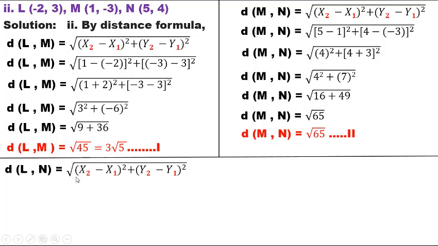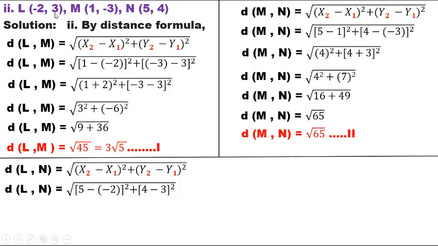Distance of LN: for L and N, assuming that the coordinate of L is (x1, y1) and the coordinate of N is (x2, y2).